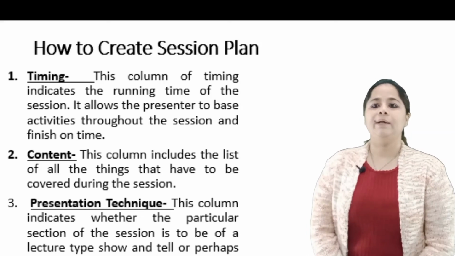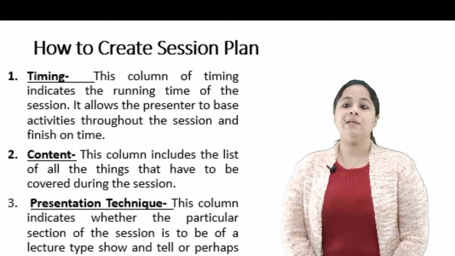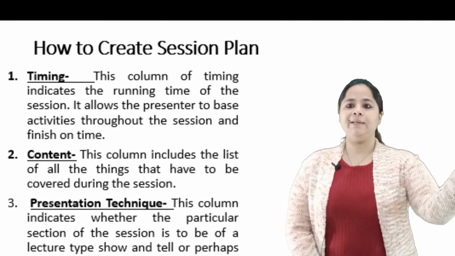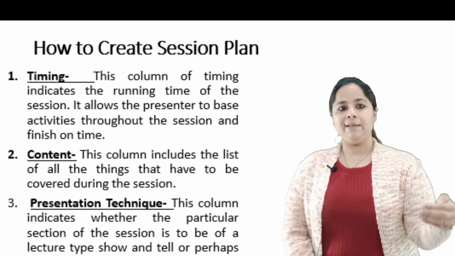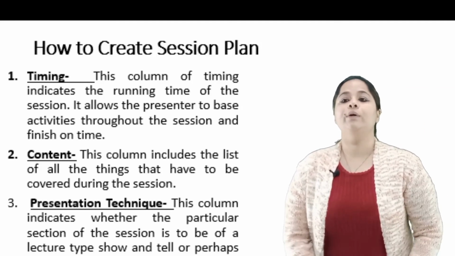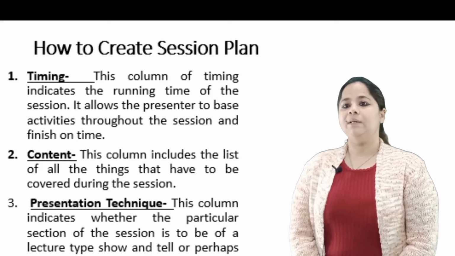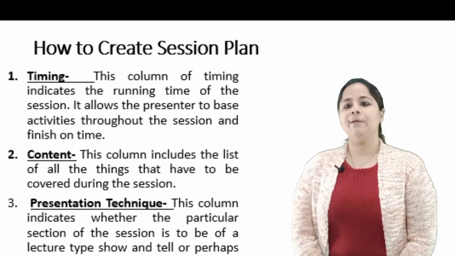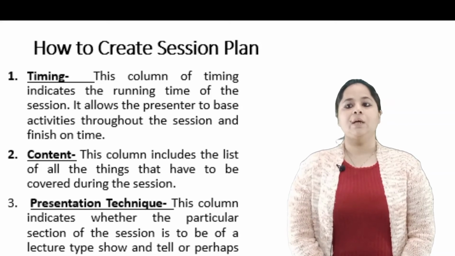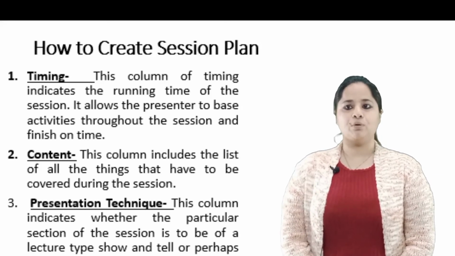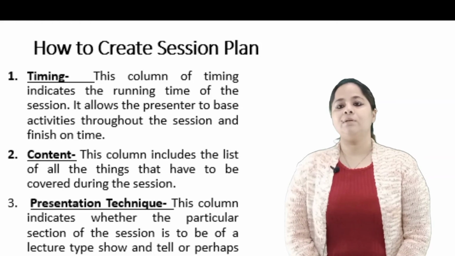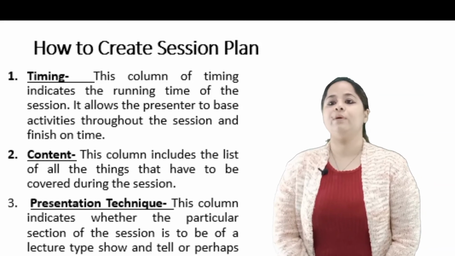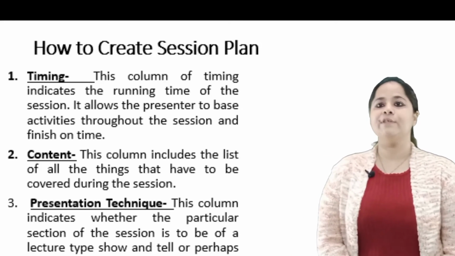Number two, content. This column indicates the list of all the things that have to be covered during the session. So the content column indicates what you are going to cover in this session. Number three, presentation techniques. This column indicates whether a particular section of the session is to be of a lecture type, show or tell, or perhaps participant discovery. So what techniques are you going to use? You can easily identify them with the help of a session plan.